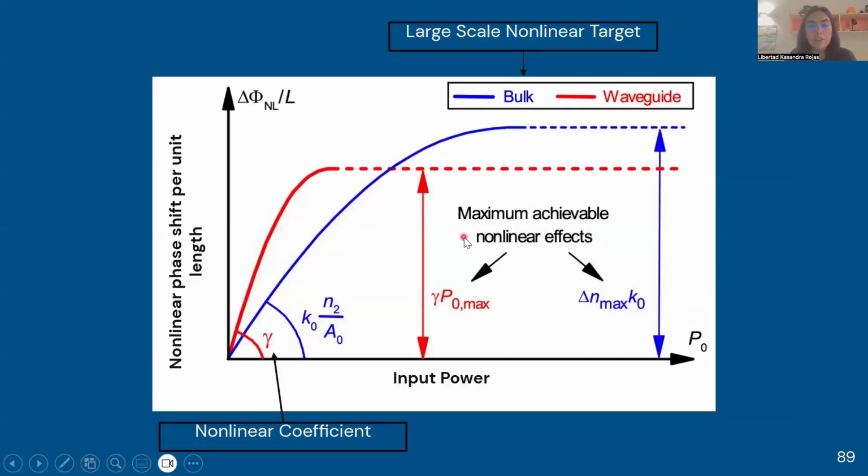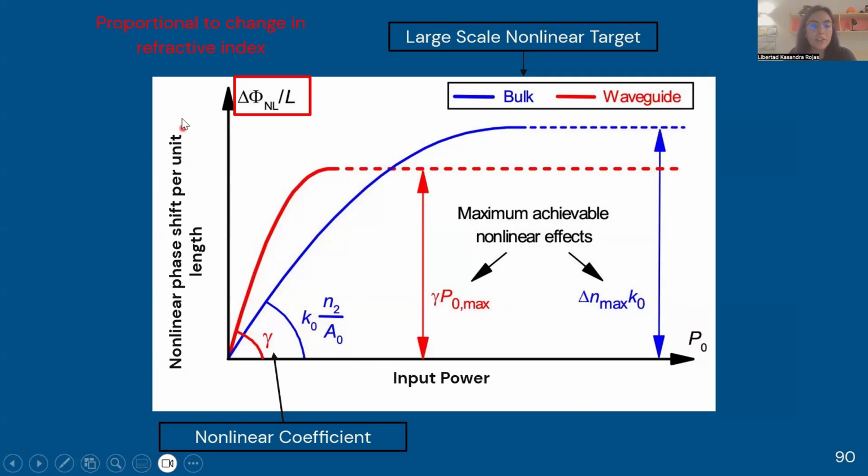Now, the first figure they introduce here tells us the nonlinear phase shift per unit length in relation to the input power. So how much power do you need to get such a nonlinear phase shift? At this point, I just want to mention that when I say nonlinear phase shift, think of it as being proportional to the change in refractive index. That is the relationship to the Kerr effect.